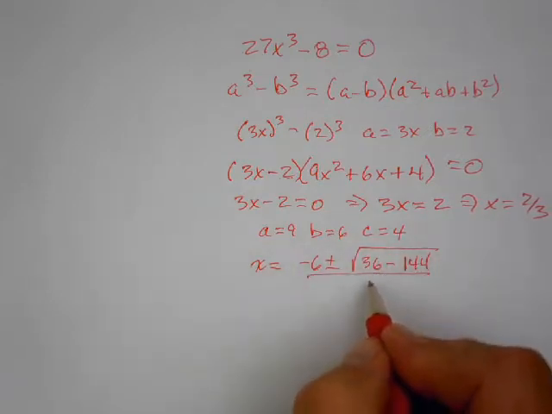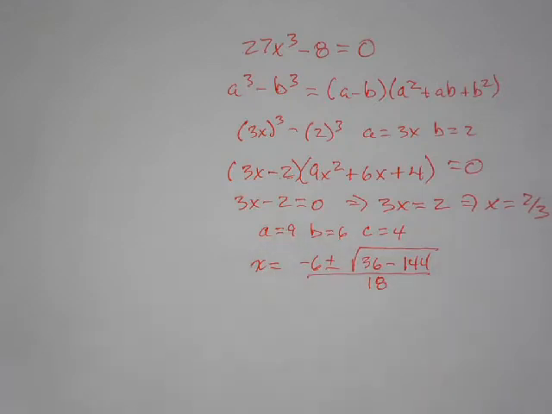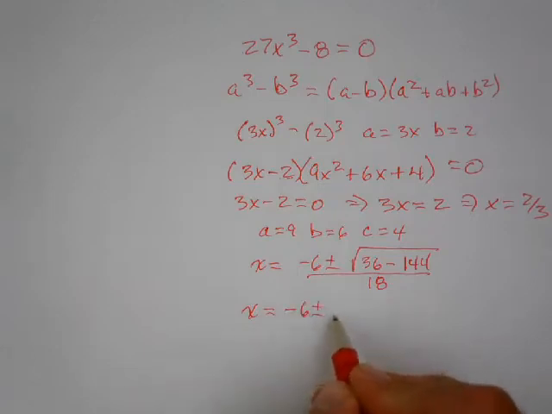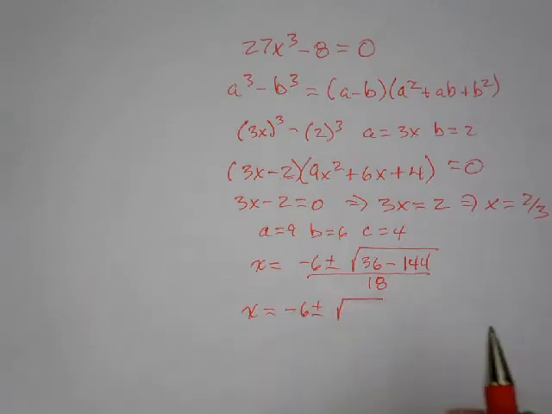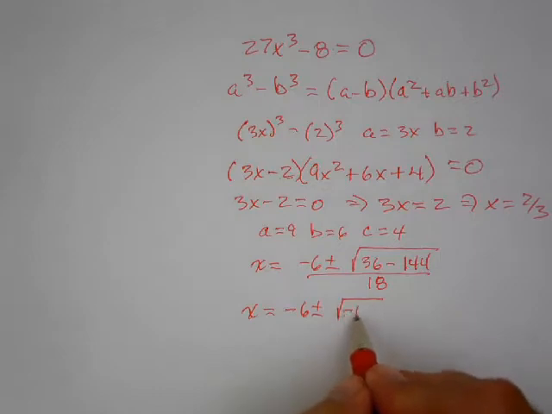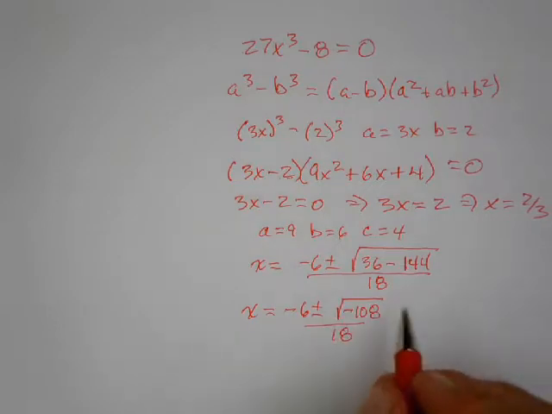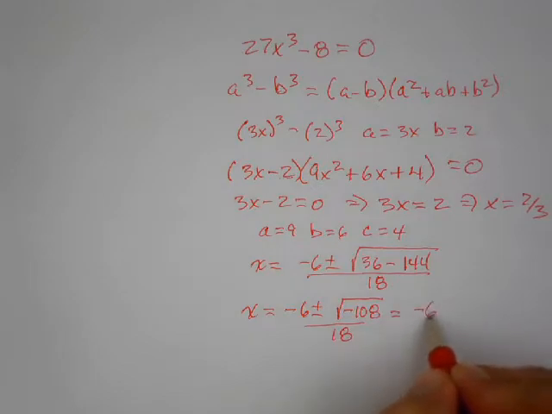So this is -6 plus or minus 36 minus 144 is -108. 108 is not a square, so this is not going to factor. All over 18, which is -6 plus or minus 6, and then we still have it.